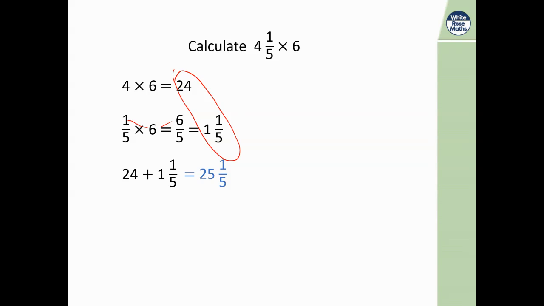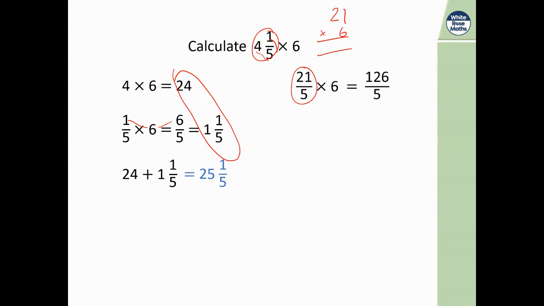Alternatively, the other method is to convert to improper first. So 4 times 5 is 20, and add the 1 is 21. So 4 and a fifth is the same as 21 fifths, and now we're timesing by 6. So 21 times 6. So if you wanted to, of course, you'd be more than welcome to do 21 times 6 and work it out that way, and you'd end up with 126 fifths.